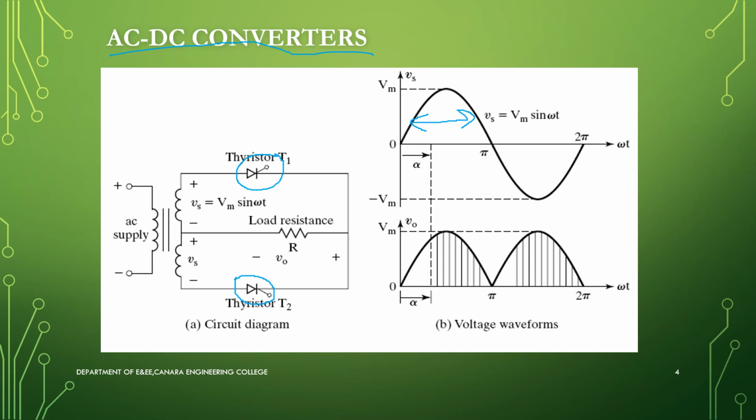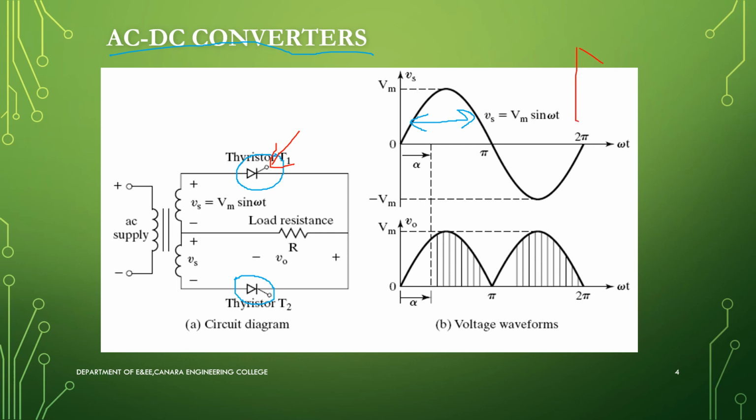Next, when is this thyristor going to conduct? During the positive half cycle, this thyristor is forward biased. Forward biased, but it will not conduct. So when is it going to start conducting? When you apply a gate signal to this. You have studied in the previous lectures, thyristor has 3 terminals.